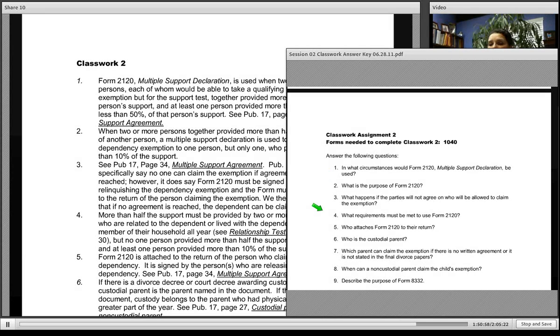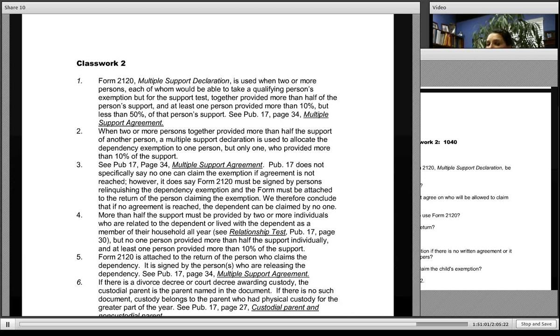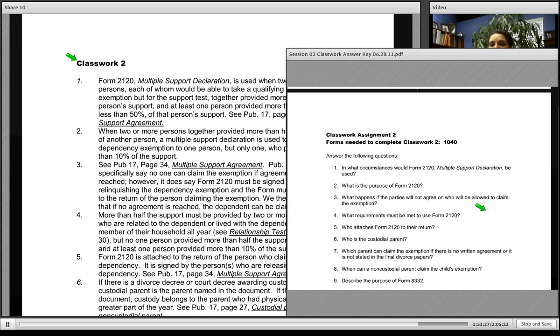And what happens if the parties cannot agree on who will be allowed to claim the exemption? Well, I want you to refer to Pub 17, page 34. Pub 17 does not specifically say that no one can claim the exemption if agreement is not reached. However, Pub 17 does say that Form 2120 must be signed by the persons who are releasing the dependency exemption, and the form must be attached to the return of the person who is claiming the exemption. We therefore conclude that if no agreement is reached, the dependent can be claimed by no one.